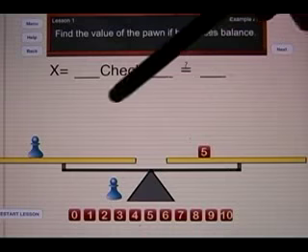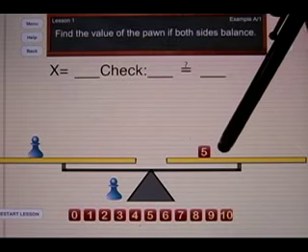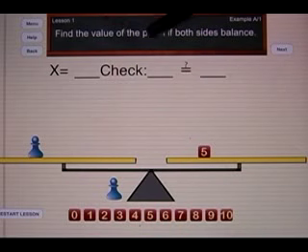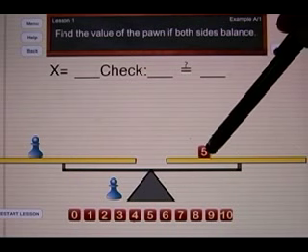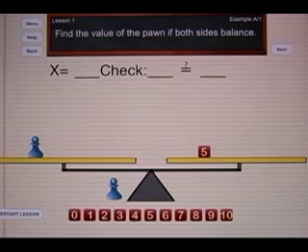In this example, we have a balanced scale. We need to find the value of the pawn if both sides balance. Well, if this side has a weight of 5, this pawn must have a weight of 5 also. Let's go on to the next example.